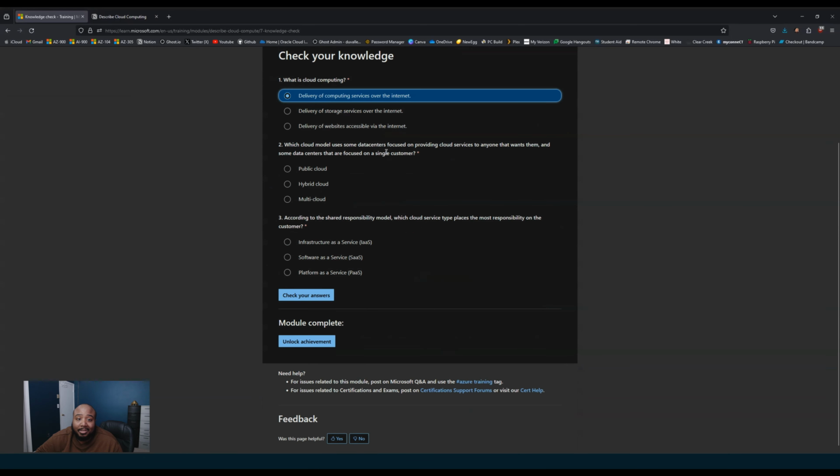Which cloud model uses some data centers focused on providing cloud services to anyone that wants them, and some data centers that are focused on a single customer? So it's a hybrid, because it's a combination of public and private.